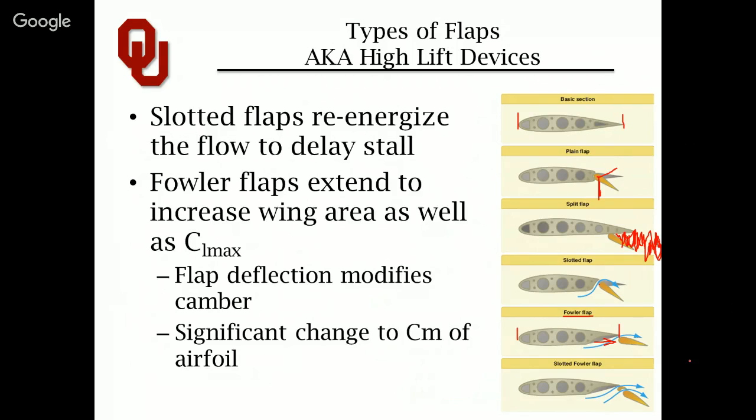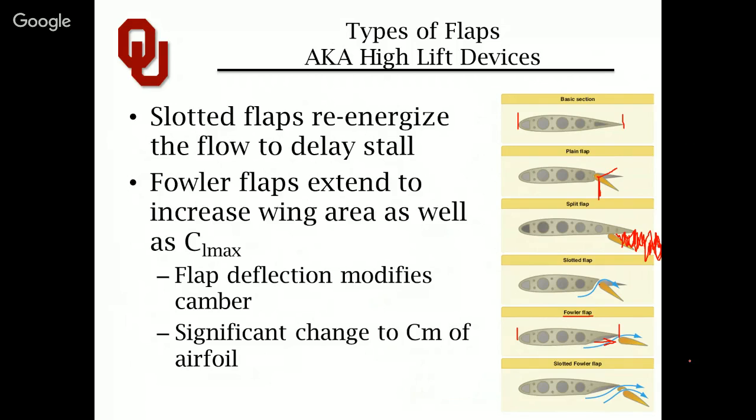You don't have to go to a slotted Fowler flap if you don't care how long it takes for you to take off. You can take a basic wing section, leave your engines on full thrust on the runway for another 3,000 feet, and then take off with a lower coefficient of lift. Just go faster before you try to take off.